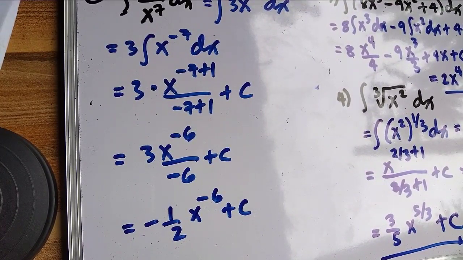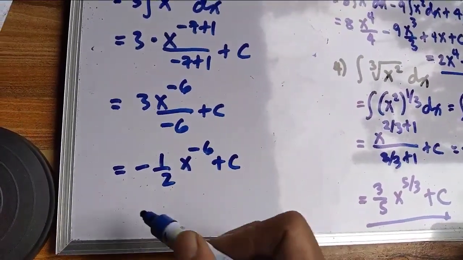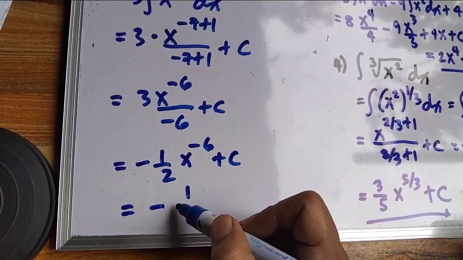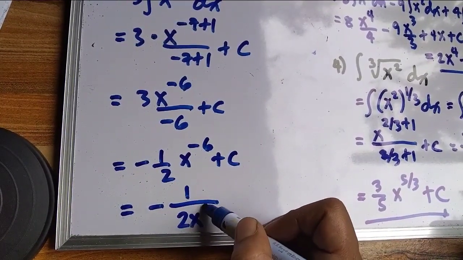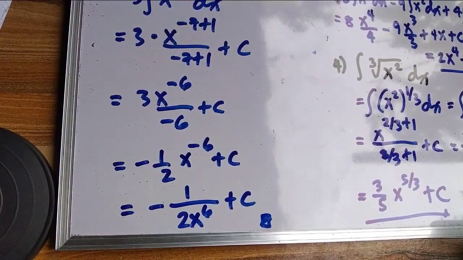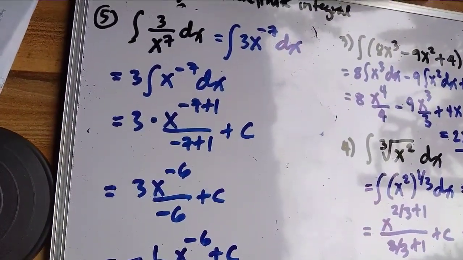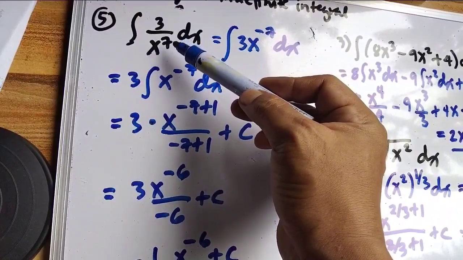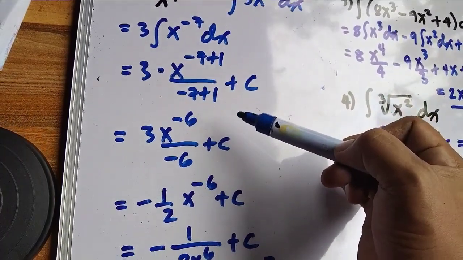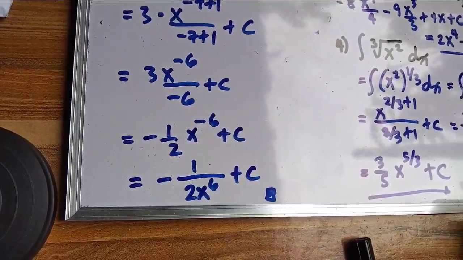Because what if you will be asked for a non-negative exponent in your final answer? So ato na siyang simplify pa gihapon. This is just equivalent to negative 1 over 2x to the 6 plus c. That's it. Mao na siya. From here, again, gipasakat na nato si x to the 7, mahimo siyang negative. Then here, apply the power rule. Then reduce. Then simplify.